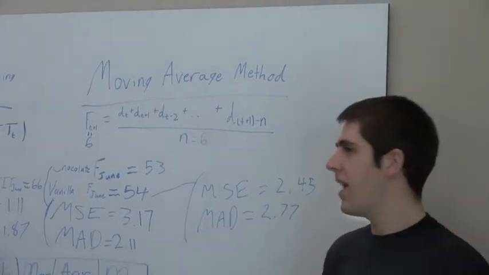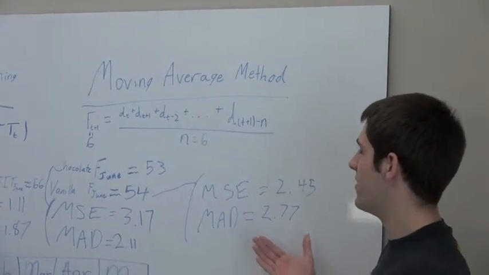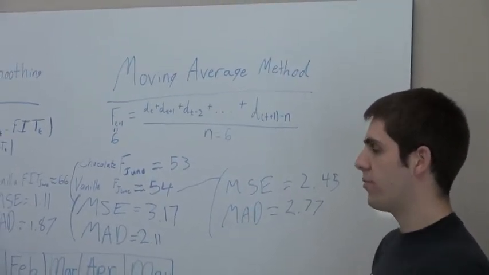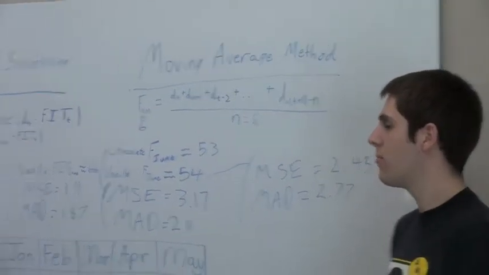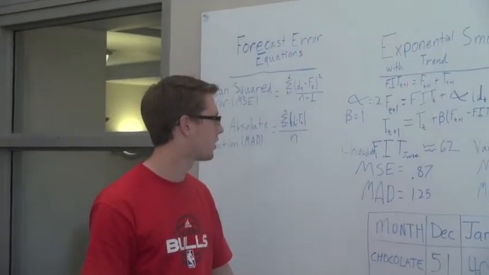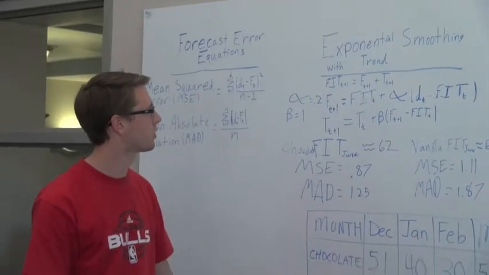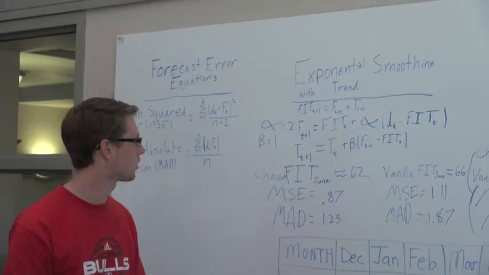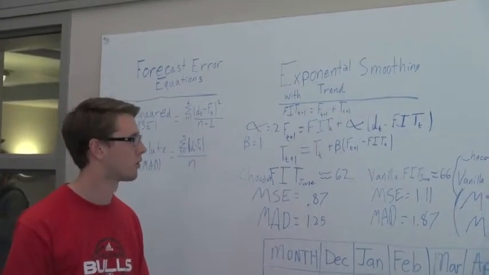We expect this to happen because the moving average method does not take into account the trend factor like the exponential smoothing with trend equation does. And since the errors for the exponential smoothing with trend are lower for both chocolate and vanilla, we will use this forecast for both types of ice cream.